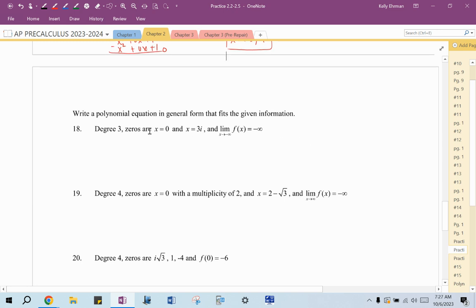Write a polynomial function equation in general form, that's this one, FOILed out, that fits the given information. On my answer key, I think I forgot to incorporate the negative. So degree 3, zeros are 0 and 3i, so really plus or minus 3i. And the limit as x approaches negative infinity, so on the left, the graph goes down. And it's degree 3, so on the right, the graph goes up.